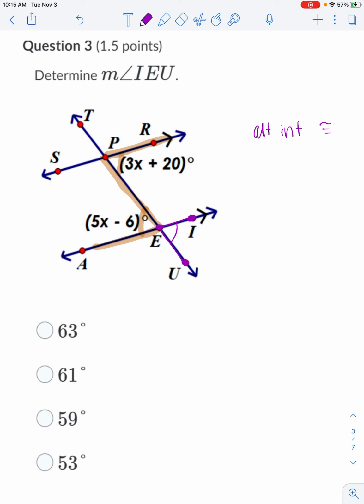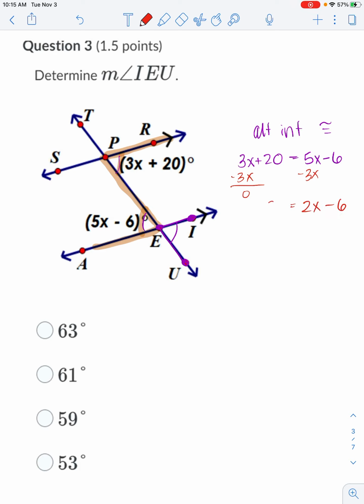Since they're congruent, I will set each expression equal. So 3x plus 20 is this angle here, and I'm going to set it equal to the other angle, 5x minus 6. Since they're congruent, we can set their measures equal. Now I'm going to use this to solve for x. I'll start by subtracting 3x from both sides because I want to move all the x's together, and I always move the smaller one. 5x minus 3x is 2x. Bring down the minus 6, and I'll bring down that 20.